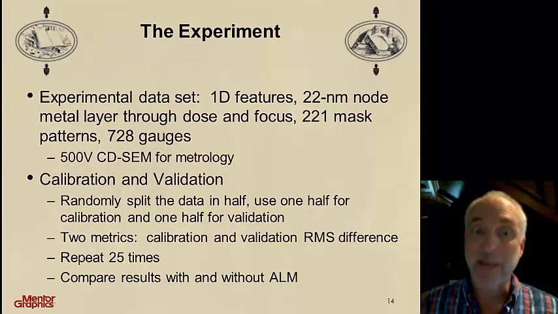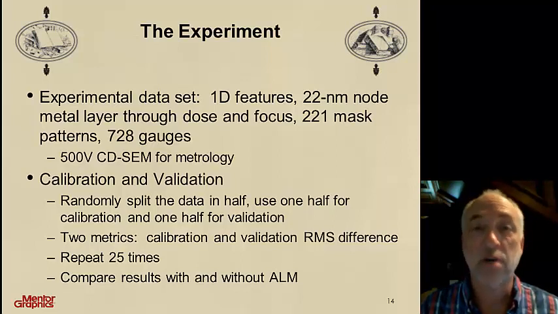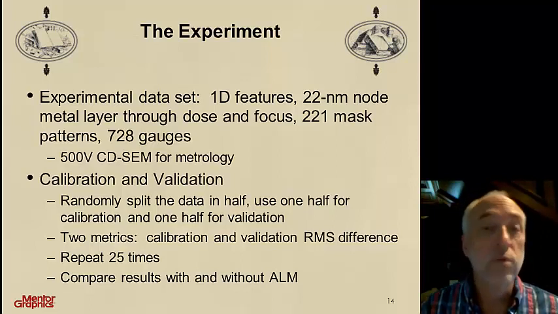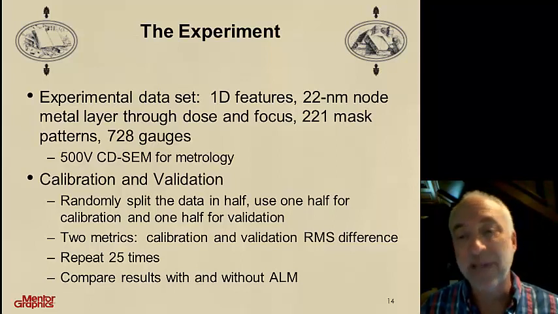Now, since we can randomly split the data in half in lots of different ways, we repeated this multiple times, again with different random splits of these mass patterns, and we did it 25 times. For each of these, we get a calibration and a validation RMS difference, and the average of all of those results we'll use to compare simulations with and without the ALM.